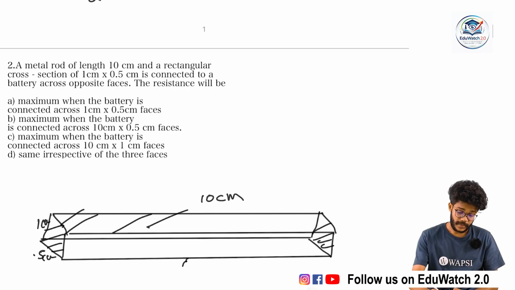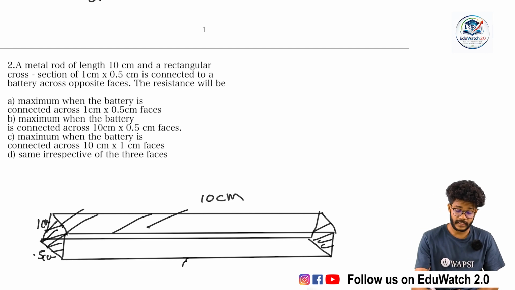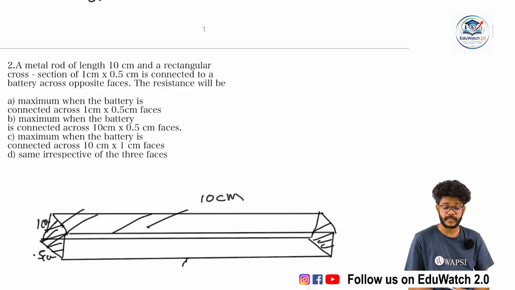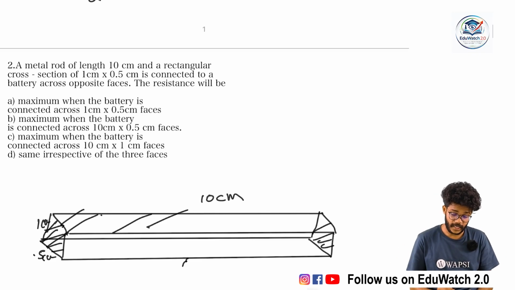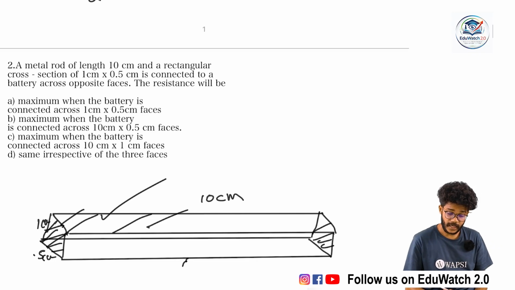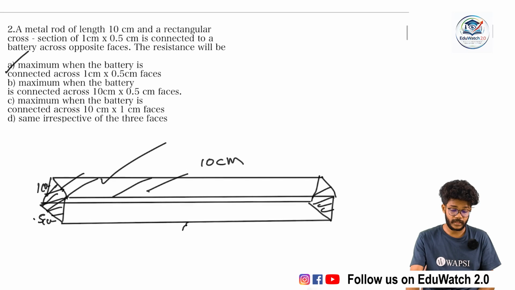So we have to connect the 1 centimeter into 0.5 centimeter faces, because this gives the maximum length of 10 centimeter between these two faces. So this is the correct answer. That means the 1 centimeter into 0.5 centimeter faces. Option A is the correct answer. So we can move to the third question.